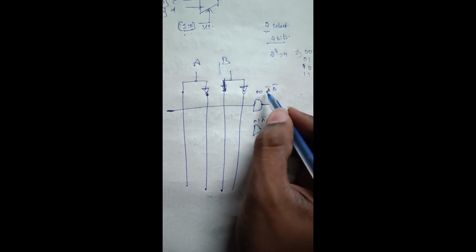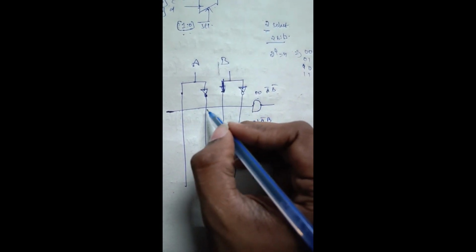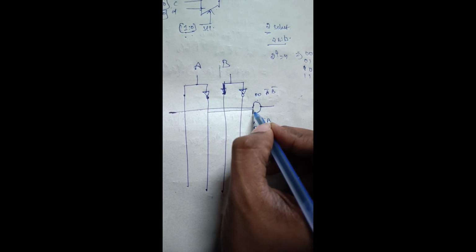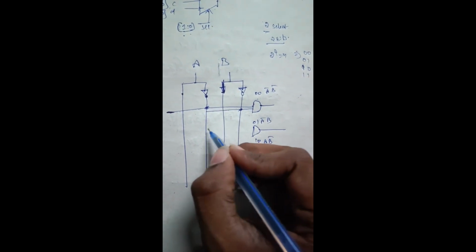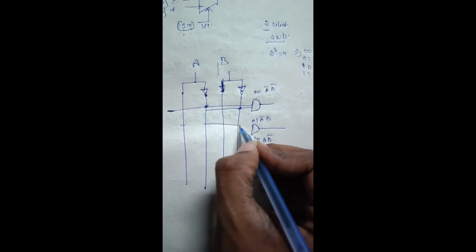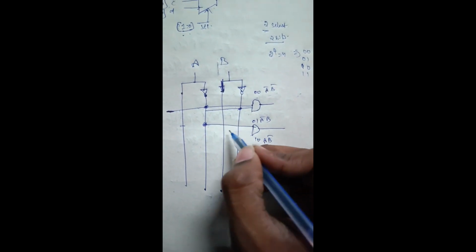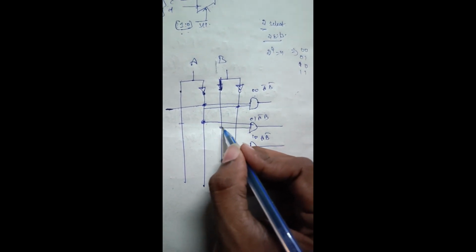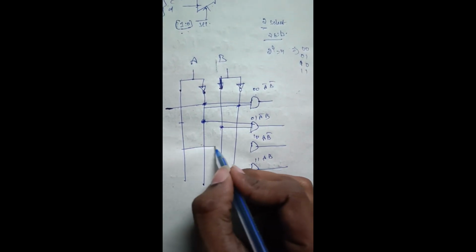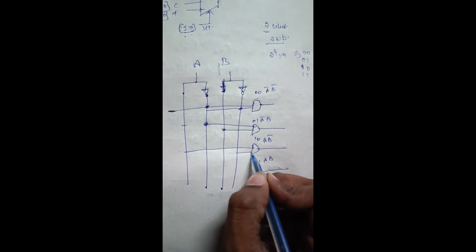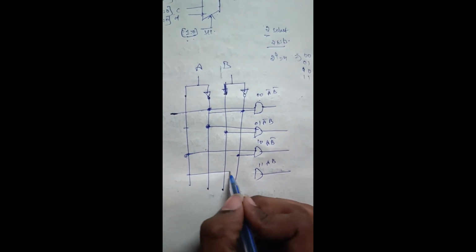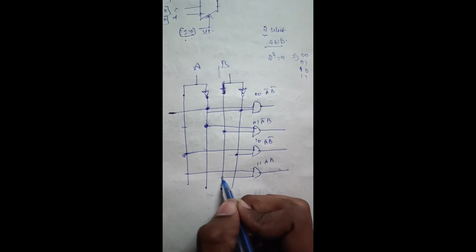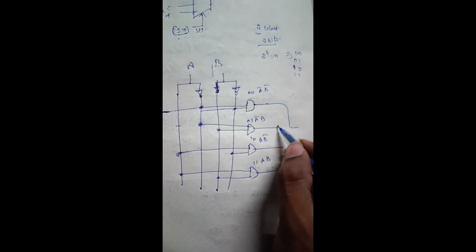Here that means A bar, B bar. So we have 2 inputs, one is the A bar, and the other is the B bar. And next A bar and B, and here A and B bar. And next one is A and B. After this, these are all given to an OR gate.